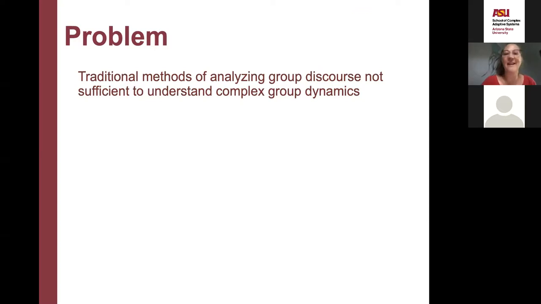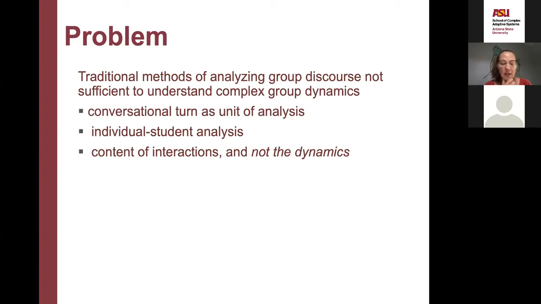and we don't claim that we have the solution to that, or that we've arrived anywhere, but this is what we're trying to come to. Some of the limitations are that a lot of analysis that's been done takes the conversational turn as the unit of analysis, is focused on individual student analysis, and focuses on identifying the content of interactions, and doesn't go on to try to get at the dynamics. There is work in this area, but in large measure, this is where the field is, and it is recognized, and is really trying to persist in developing this area. And we're doing that through a complex systems perspective.